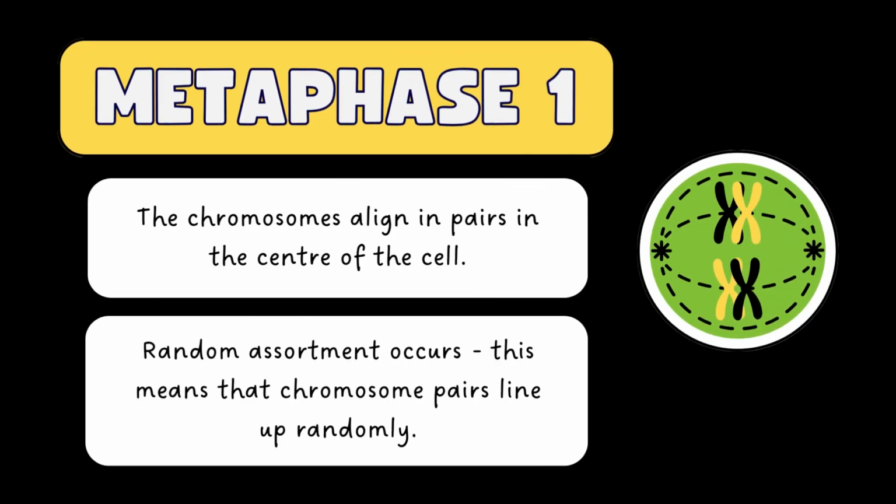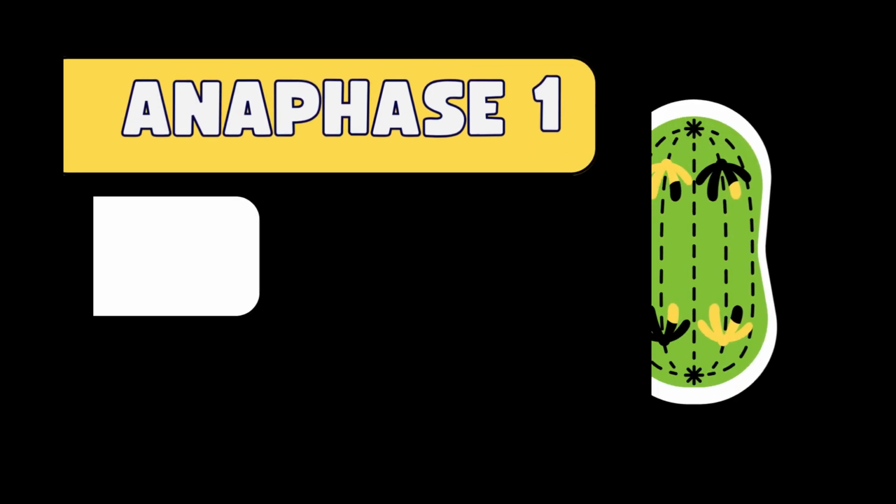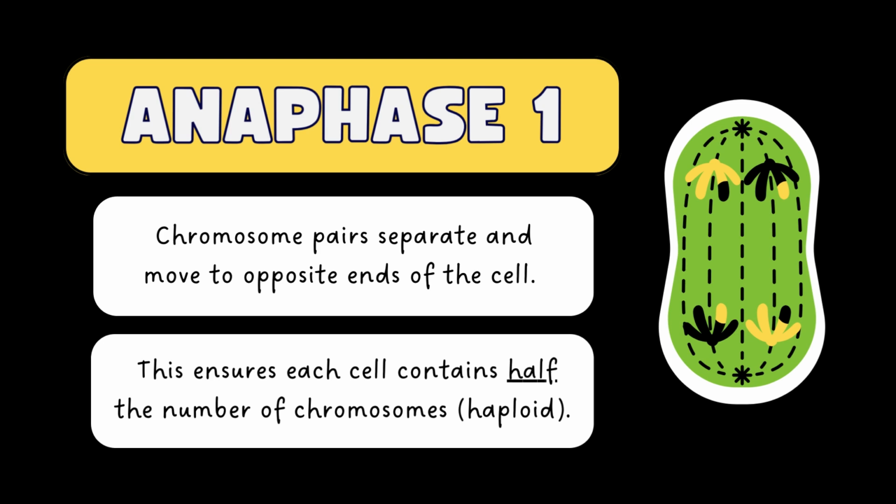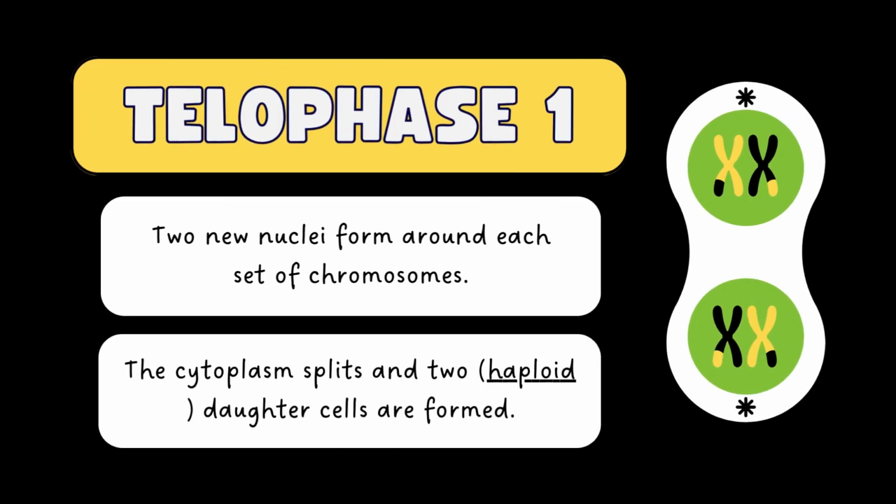Next is metaphase I. The chromosome pairs line up in the center of the cell. This is where independent assortment occurs, meaning the chromosomes line up randomly. This randomness adds even more genetic variation. In anaphase I, the chromosome pairs are pulled apart and moved to opposite ends of the cell. This separation ensures that each new cell will have half the number of chromosomes, making them haploid.